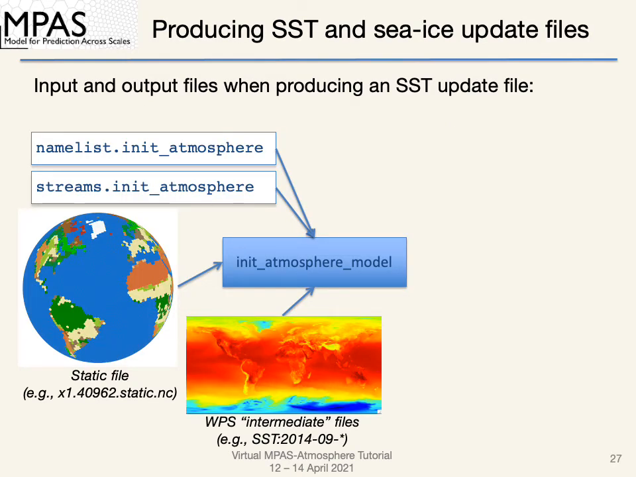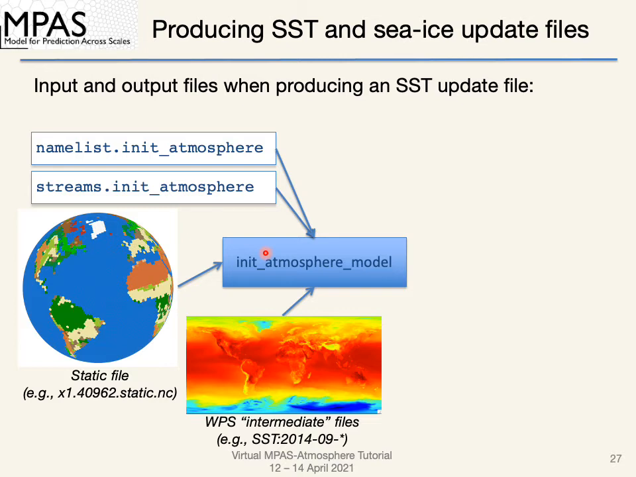So schematically, when we set out to produce SST and sea ice update files, again, we're going to be running the init-atmosphere model program. And as in the previous 2 steps, we're going to make some changes in the namelist file and also in the streams file. And before running the init-atmosphere model program, we do need to provide some mesh that has a land sea mask. And this could either be our static file, because we're assuming that the land sea mask doesn't change in time, or this could be the initial conditions file that we produced in the previous step. Either of those files would work.